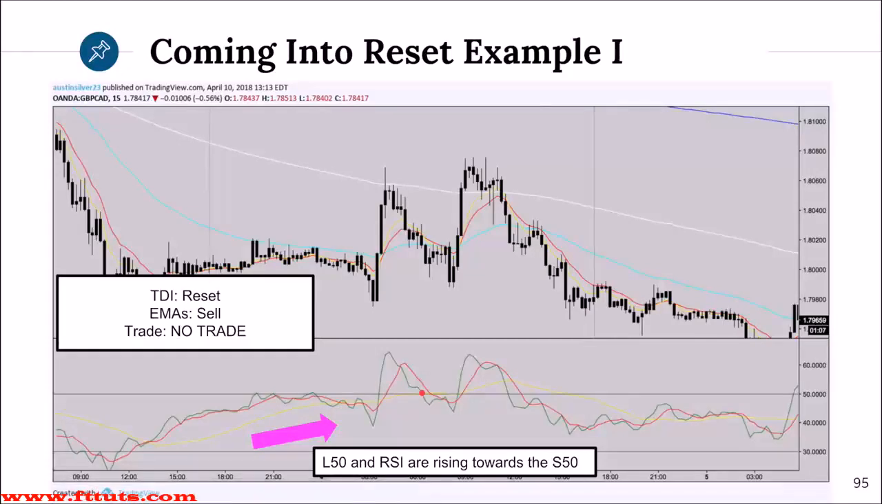So this is something that we would just avoid trading completely. You see here my notes say liquid 50 and RSI are rising towards the stationary. You have no trade. EMAs are saying sell. TDI is rising in the sell zone towards reset, so you have no confirmation. There's no confluence of indications here. So just don't trade it. Take it off the watch list.